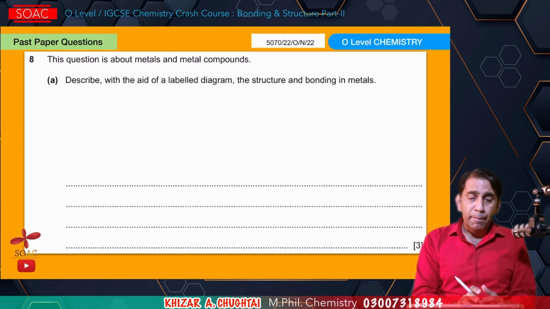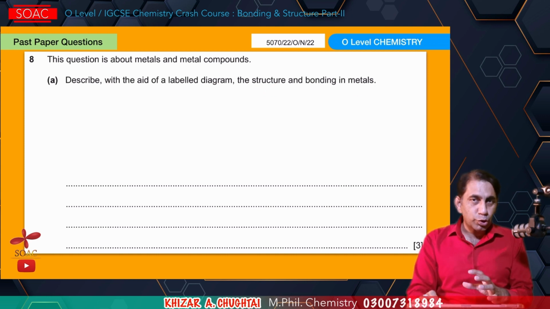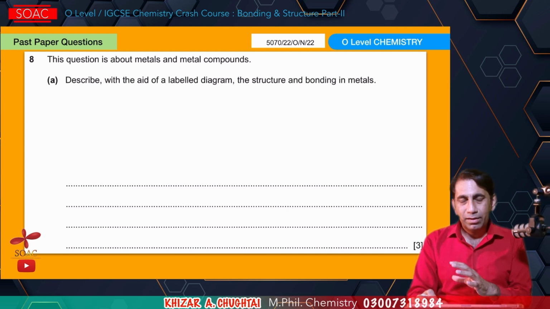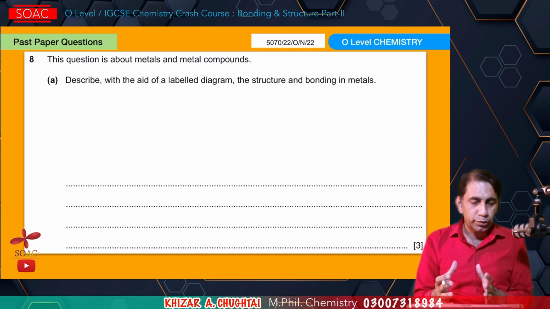This question is about metals and metal compounds: describe, with the aid of a labelled diagram, the structure and bonding in a metal, for 3 marks. So you are supposed to write the structure of a typical metal. What is the basic requirement to write the structure?